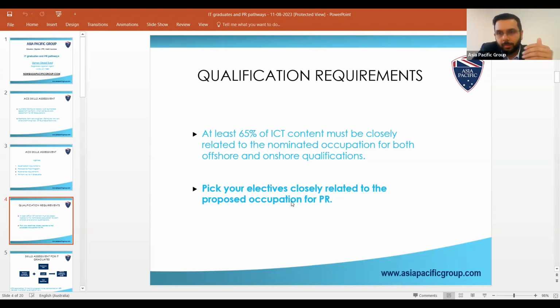And obviously, if you have already completed your study, then we just look at your degree and see what the nature of your degree is. Is it more towards software engineering, networking and security, or is it towards business analyst, or is it towards systems analyst? We have to look at the whole degree as a whole and then decide.